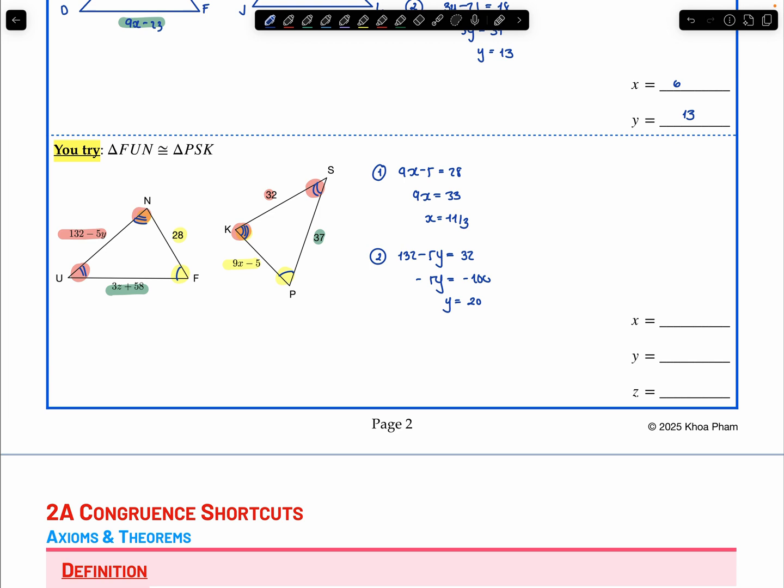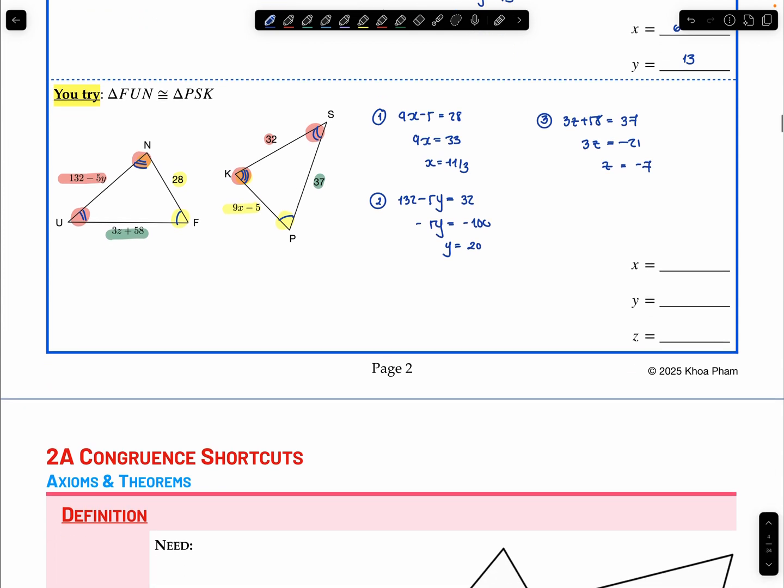So here goes. And so those are our 3 values for this one right here. And so our work is done.